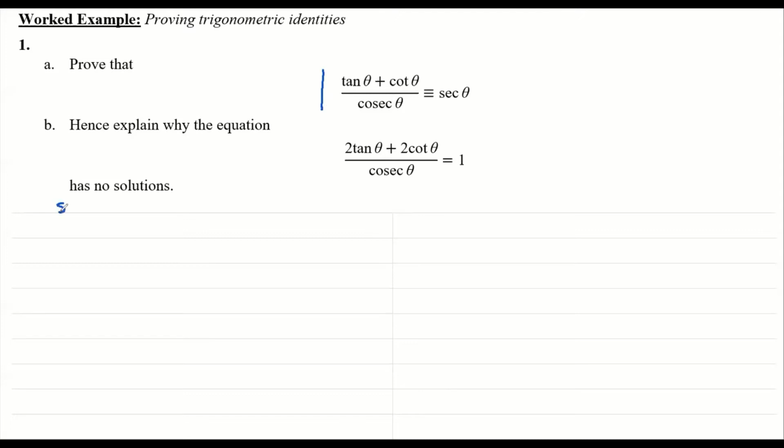So I'll just make a note of this. So starting with "the more complex side", I'll put that in inverted commas. This is just my opinion, of course. So the more complex left-hand side, there might be situations where there isn't much between them. Okay, but clearly we want to show that the left-hand side is in fact a representation of sec theta.